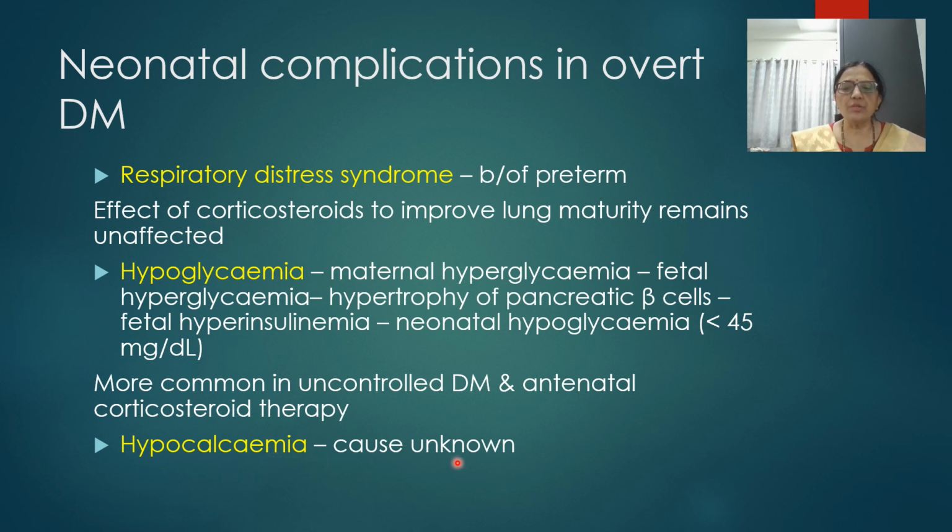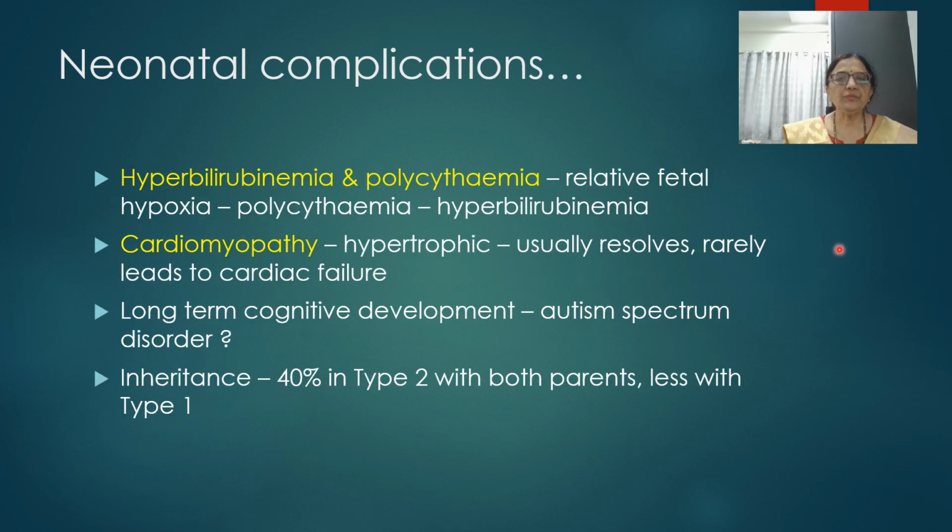Hypocalcemia is also there. The exact cause is not known, but somehow diabetes affects the magnesium calcium pathway in the baby, and neonates have hypocalcemia also as a complication. There is hyperbilirubinemia and polycythemia. Relative fetal hypoxia is there in diabetic babies. Though there is macrosomia, the baby has relative fetal hypoxia, which is leading to polycythemia and hyperbilirubinemia. Cardiomyopathy, which is of hypertrophic type, is seen in the babies, but it usually resolves. It is temporary and rarely it leads to cardiac failure.